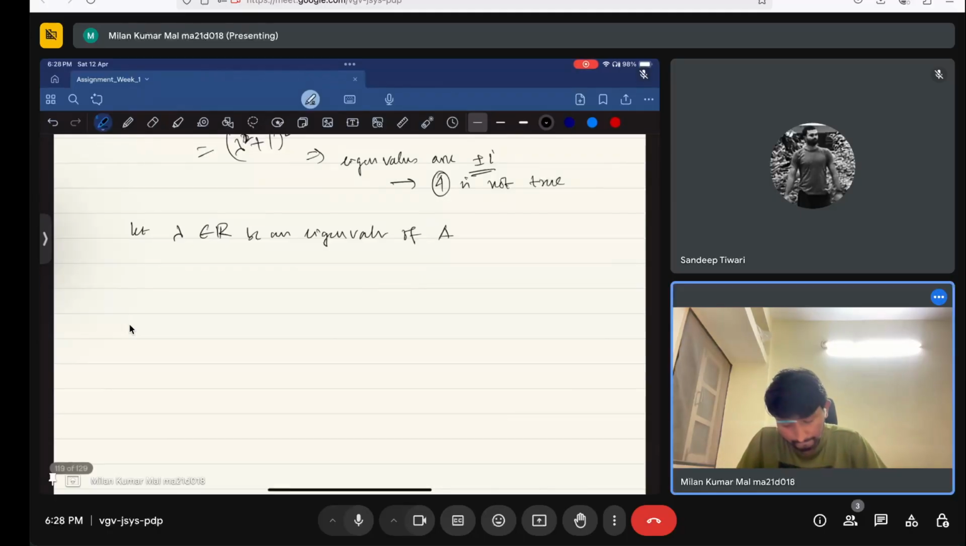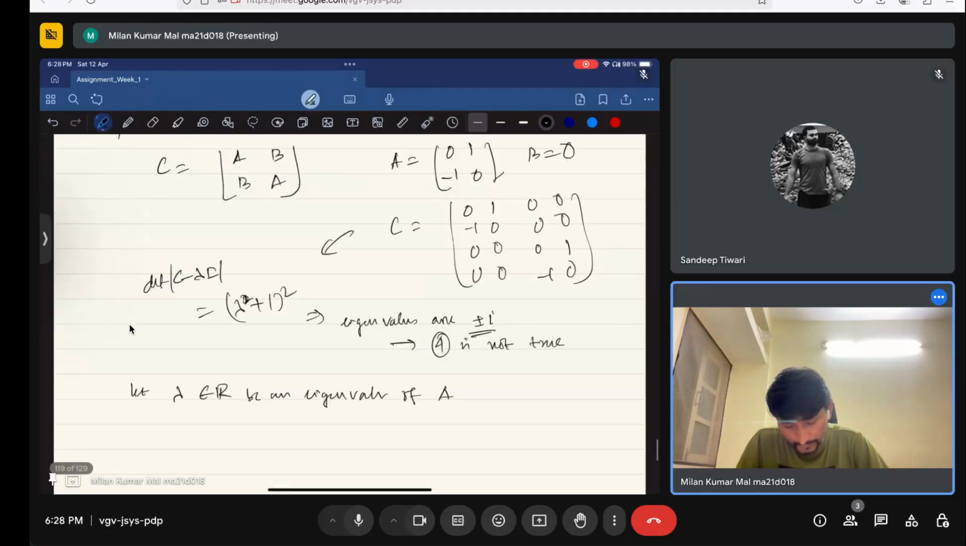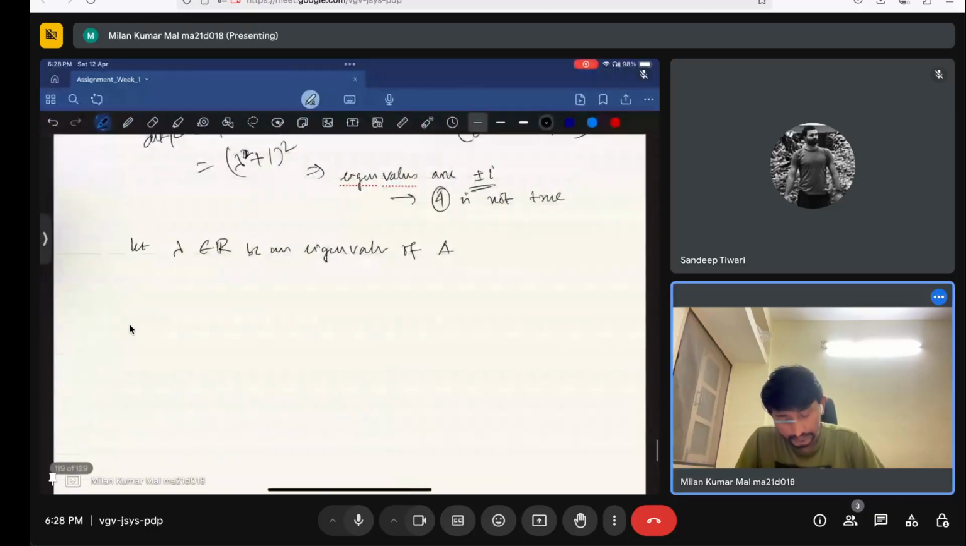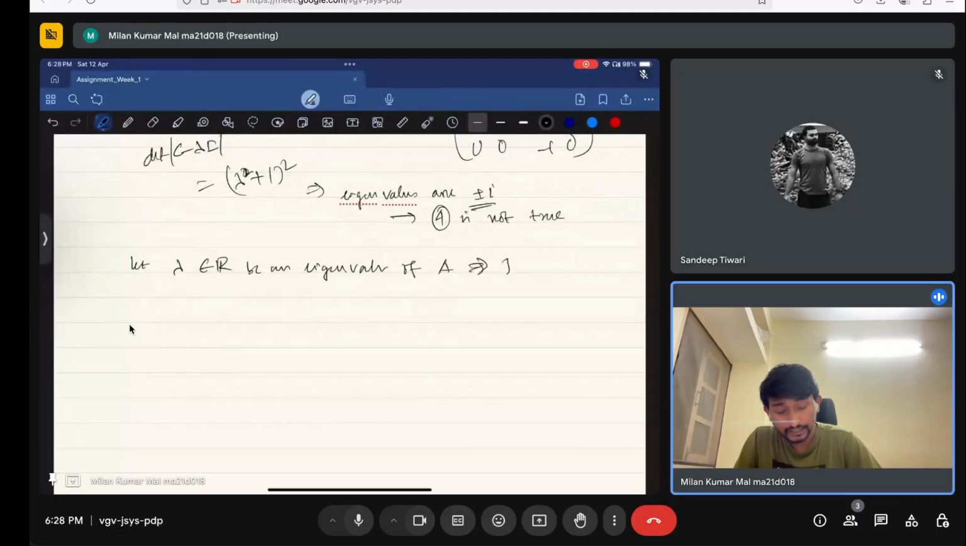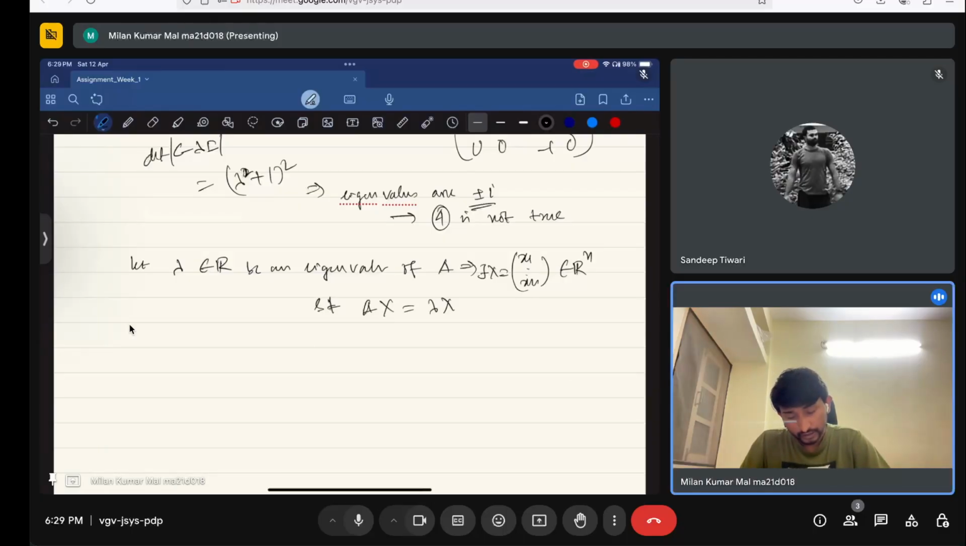of A, then that implies there exists a vector x1 all the way to xn in Rn such that Ax equals lambda x, right? This one is the thing.